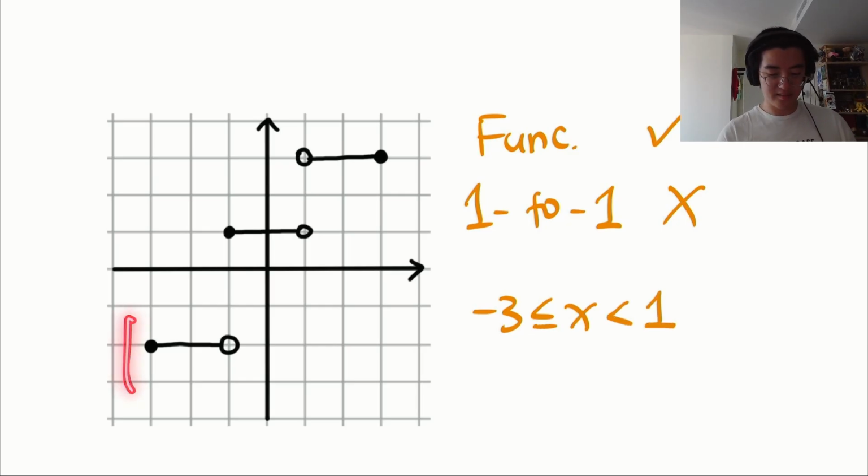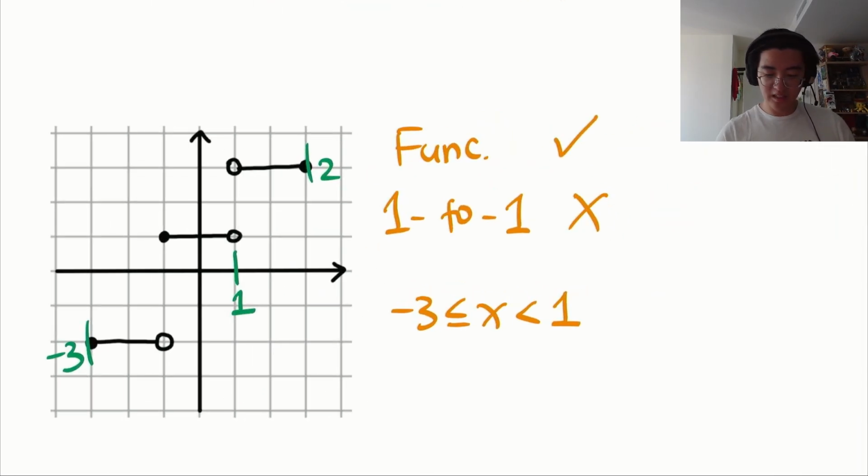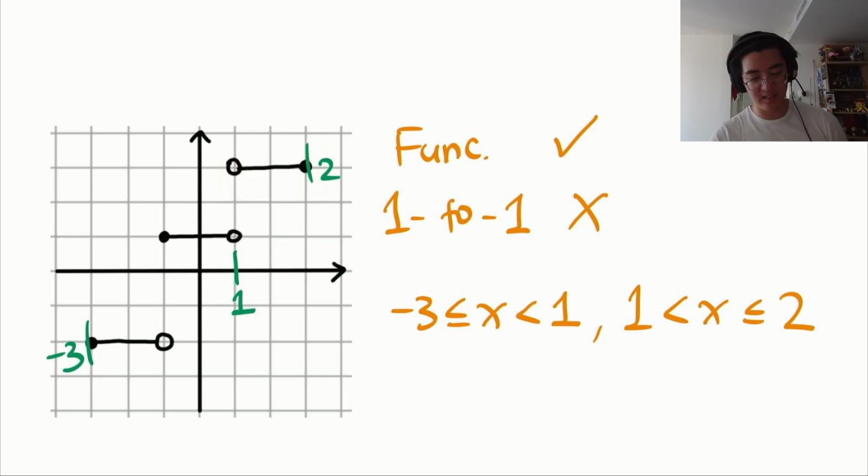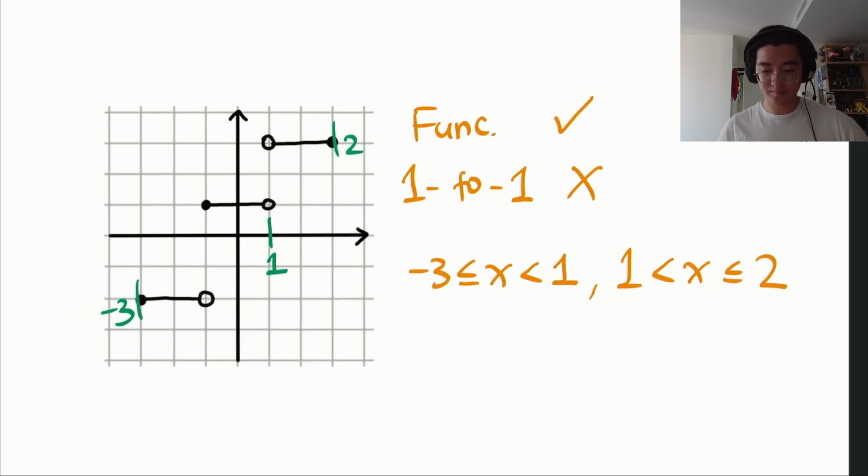So from here, all the way till here. So this part is part of the domain. But we also notice here that it actually goes up to 2. So there's actually another section here for the domain, like that. Because we also have a section here between the 1 and the 2 that the x value also includes. But again, in either case, we do not include the 1.